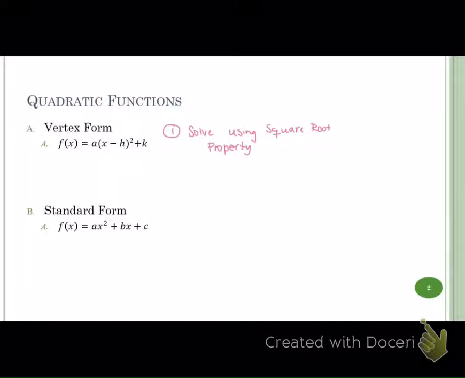If it's in standard form, we're going to learn lots of different methods. If A is 1, you are going to complete the square to use the square root property. And this is what we're learning today. I'm going to tell you the other methods that you guys are going to be learning over the next week or so here. And you guys will have a test next Friday over all of them. So that's what we are doing today.